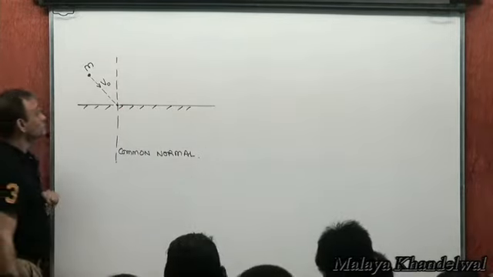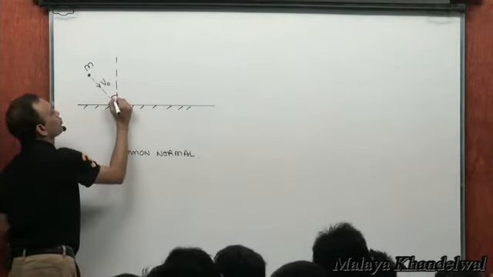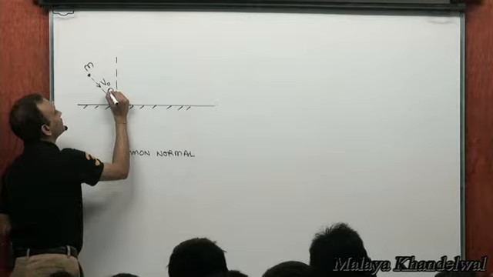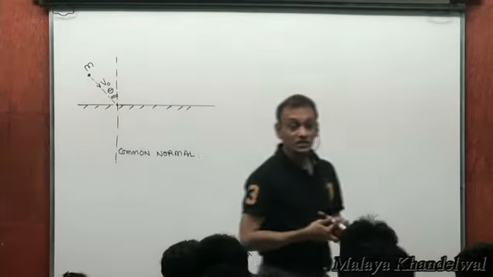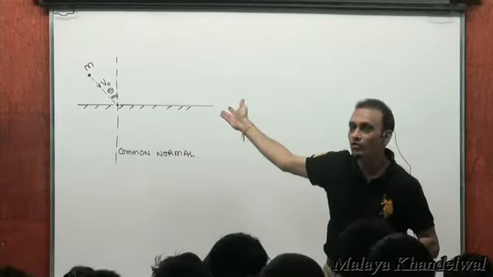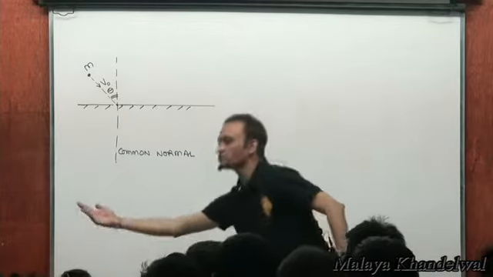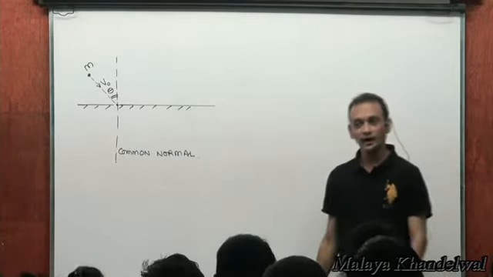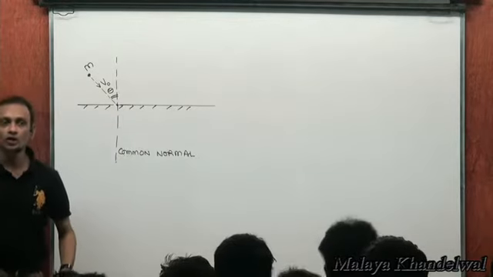And say it impacts obliquely, that means at an angle theta. The earlier case was theta equal to 0 that we looked at. So now theta is not 0 and theta is not 90 degrees. Theta equal to 90 degrees would be like this. That's no impact. So theta is not 0, not 90.